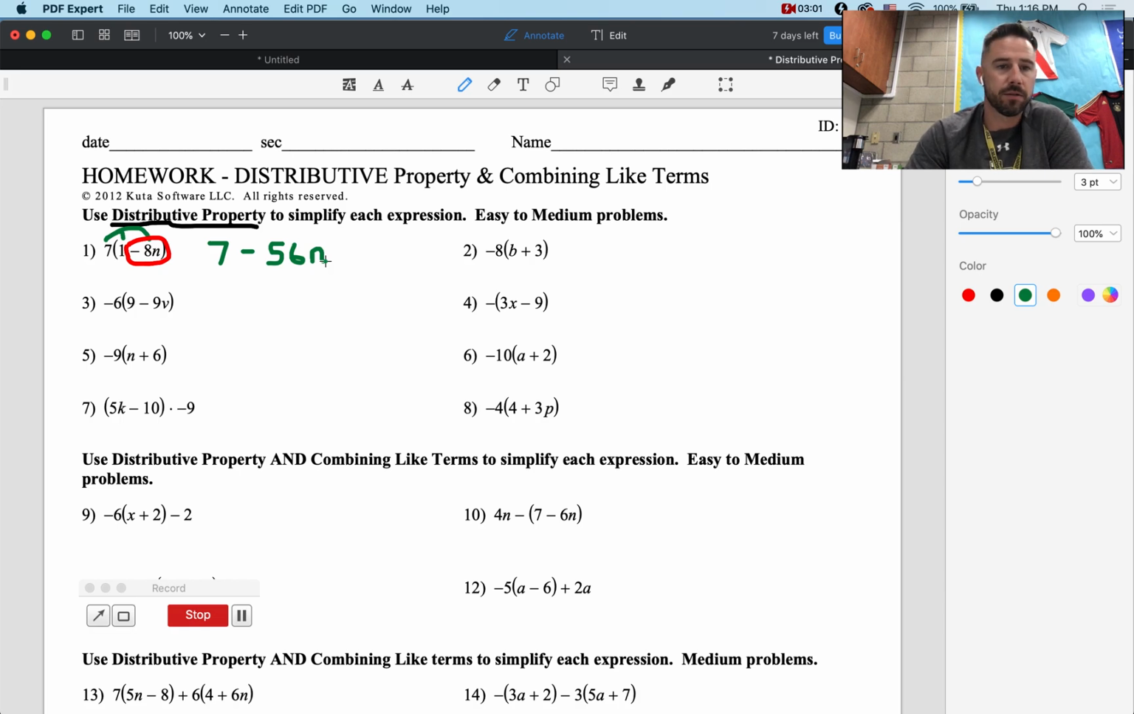Okay, let's do another one. Okay, same thing here. Boom, boom. Okay, what we've got going on here is negative 6 times 9. That's negative 54.